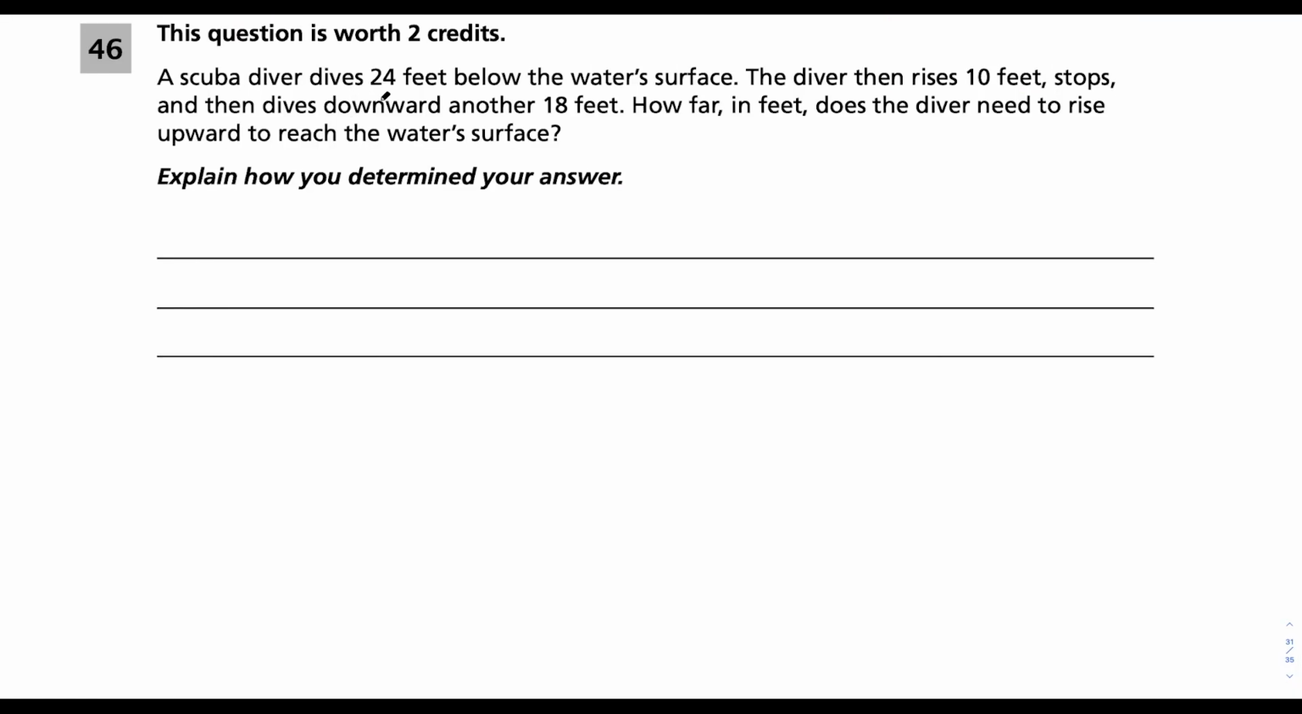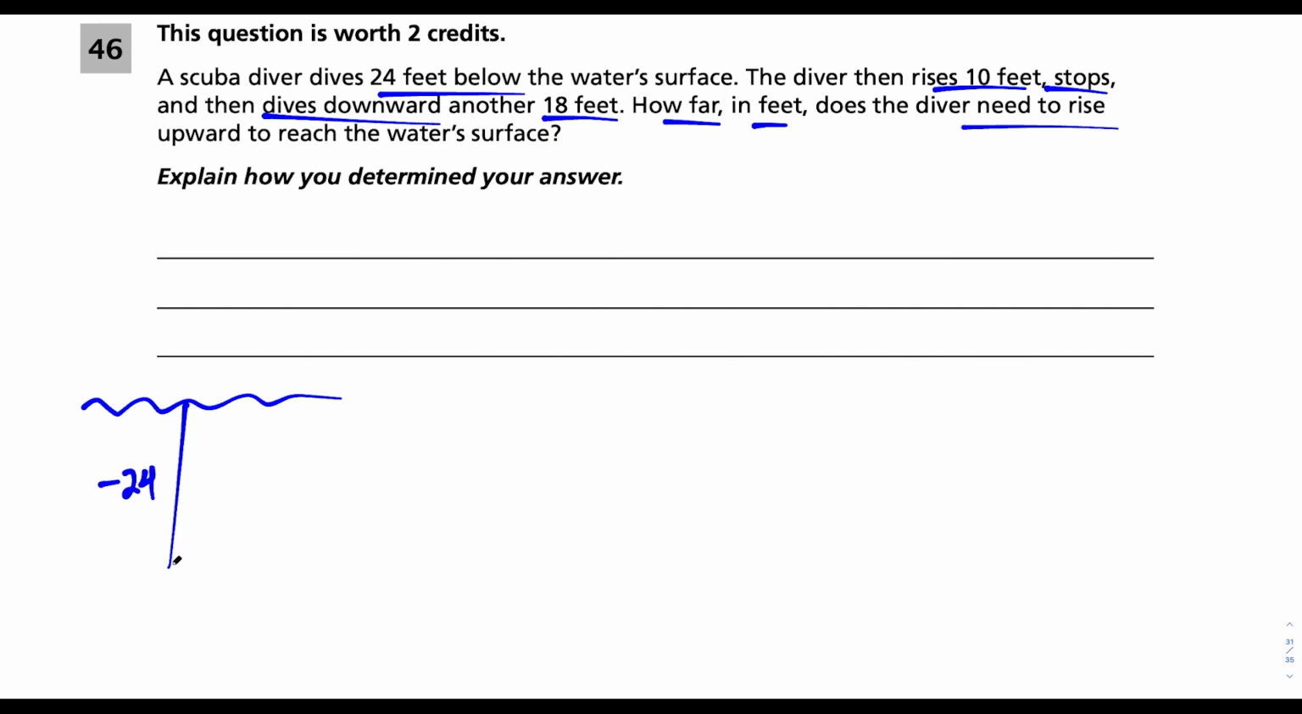Question 46, we have a scuba diver who dives 24 feet below the water's surface, and then the diver rises 10 feet, stops, and then dives downward another 18 feet. How far in feet does the diver need to rise upward to reach the water's surface? So for this one, I'm imagining here's the surface of the water, and the diver first dives 24 feet below. So I think of that as going minus 24 like this.